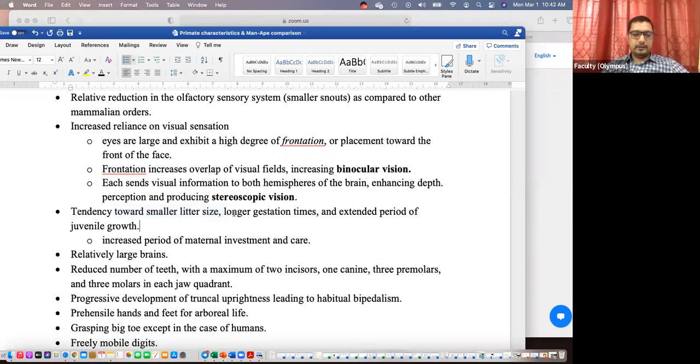Towards smaller litter size plus longer gestation times. Rats, for example, have children within a few weeks. They don't have that long a gestation time. We spend about 9 months in the mother's womb. So longer gestation times. We take more time to have the babies and only have one baby each time. And those babies require enough care.